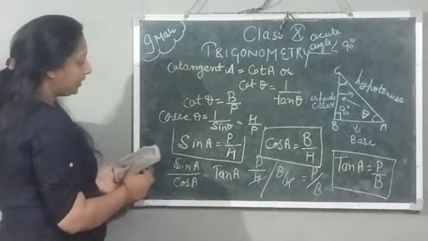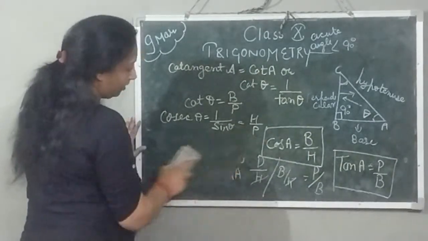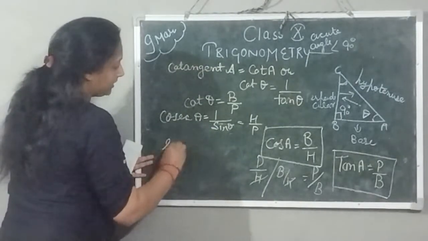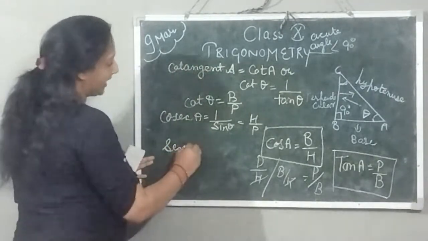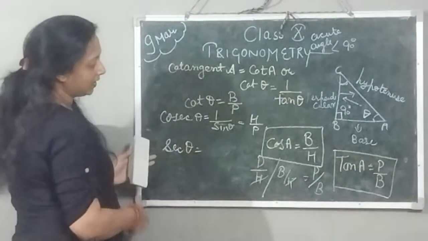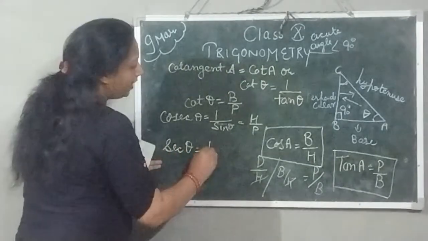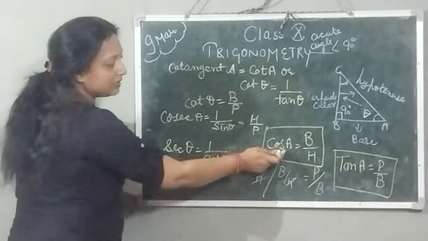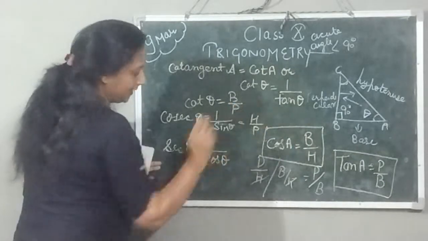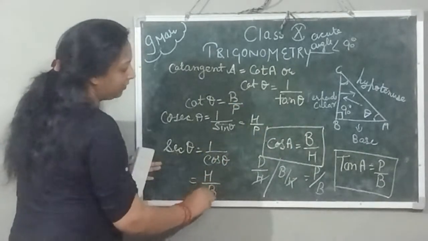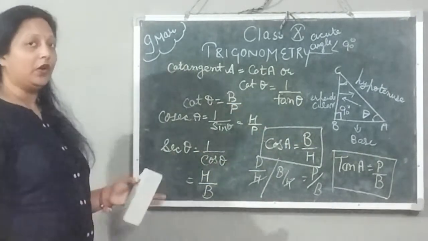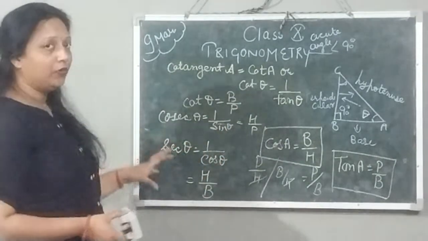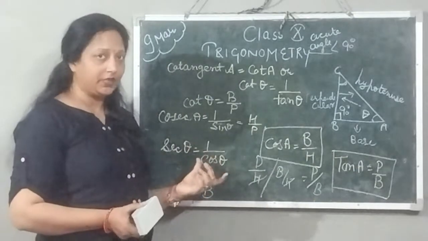Okay. After that, the last one is secant, or you can say sec. Sec theta is equal to 1 upon cos theta. The reciprocal of cos theta will be hypotenuse upon base. So what is the sec theta? That will be hypotenuse upon base. Now these 6 thetas are going to help you in this chapter, that is trigonometry.